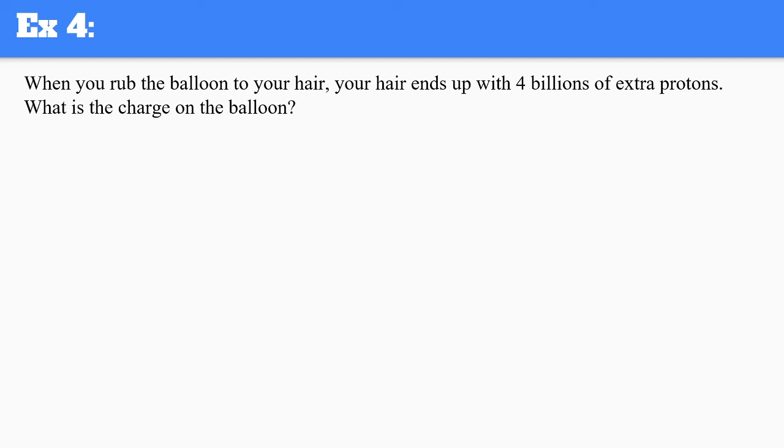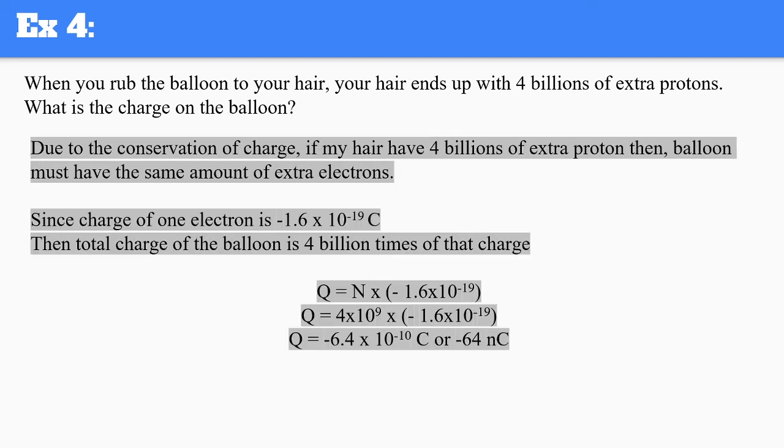And then what is the charge on the balloon? So we need to consider conservation of charge. Since your hair has an extra 4 billion protons, that means the balloon has an extra 4 billion electrons, so its charge is negative. But what will be the charge? Since the charge of one of them is this guy, and if you have 4 billion of them, then what will be the charge?